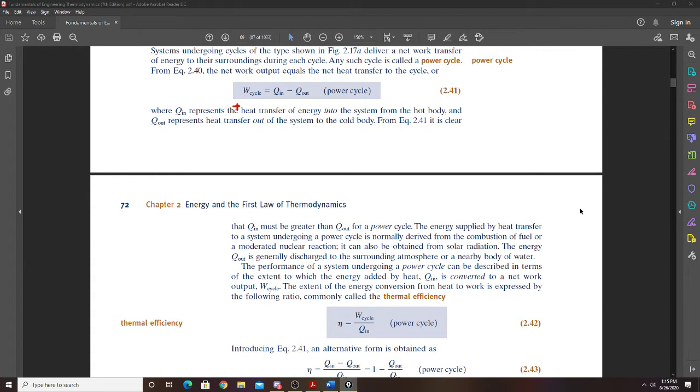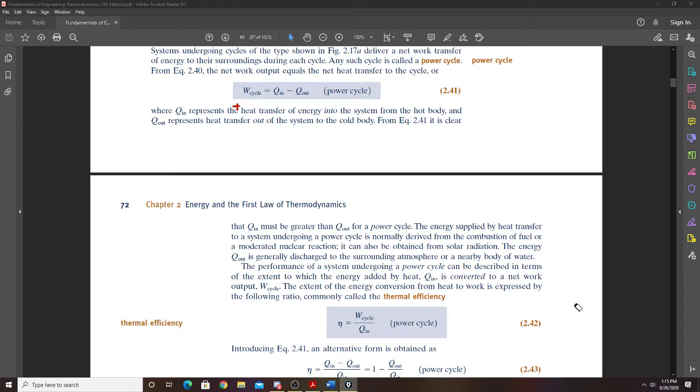Alright, and then it says the performance of a system undergoing a power cycle can be described in terms of the extent to which energy added by heat, Q in, is converted to net work output, W cycle. So the extent of the energy conversion from heat to work is expressed by the following ratio, thermal efficiency. So this is a huge equation for us in all of the thermodynamic classes, so this is something you need to pay attention to. So real quick, efficiency in our class is this right here. It's eta, right? And so what this eta means is essentially it's an efficiency value.